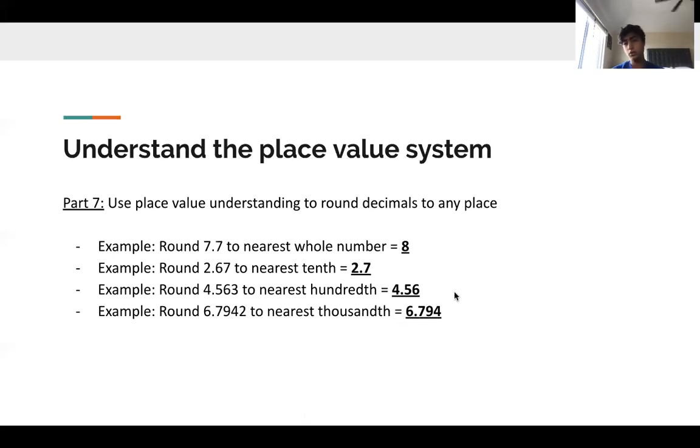So the main idea is just to understand that you need to look at, first of all, what they want. Is it the whole number, the tenth, the hundredth, the thousandth? Once you establish that, you look at whatever value is in that place and figure out if it's greater than 5 or less than 5, right? And if it is 5, you're going to round up, just as a reminder, right? So that's what you really have to understand about the place value system in this case.